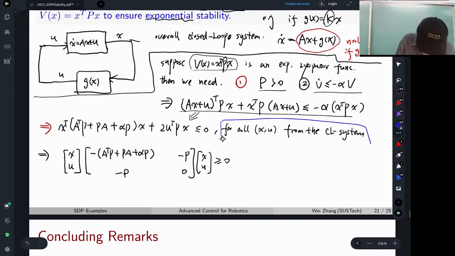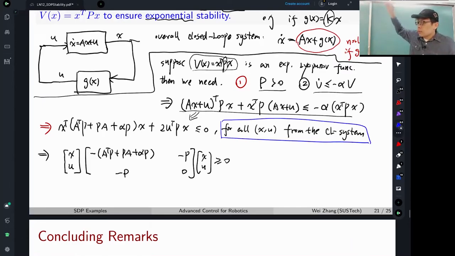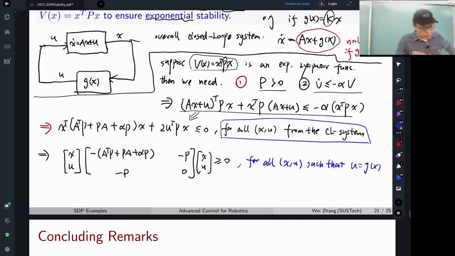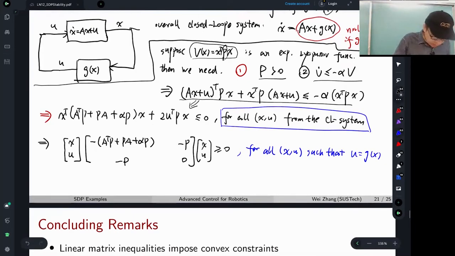I want to make sure the derivative has to be negative along the system trajectory. Along the system trajectory, if you give me x, I will have a U. This x and U are not independent; they are related by g. For whatever valid x and U, this needs to be satisfied. To be a little more precise, it's for all x and U such that U equals g(x), because U has to be g(x). We take this form, and let me spend a bit more time: we know the norm of U is less than or equal to beta times the norm of x.